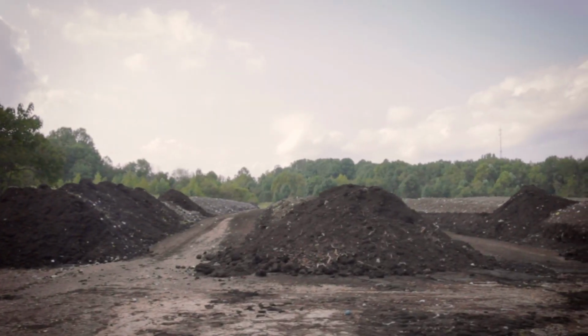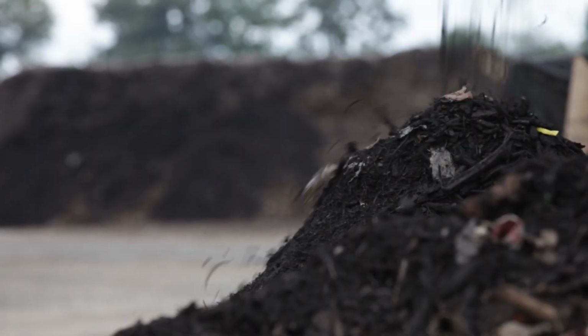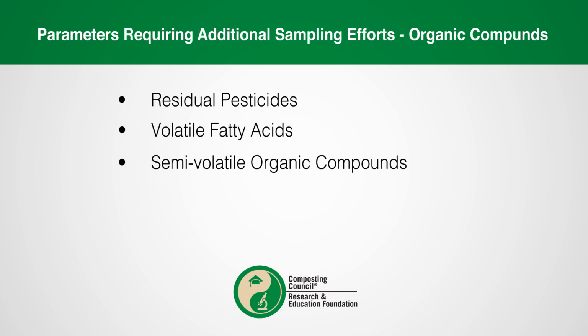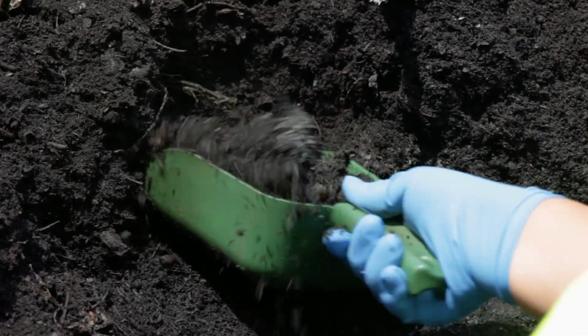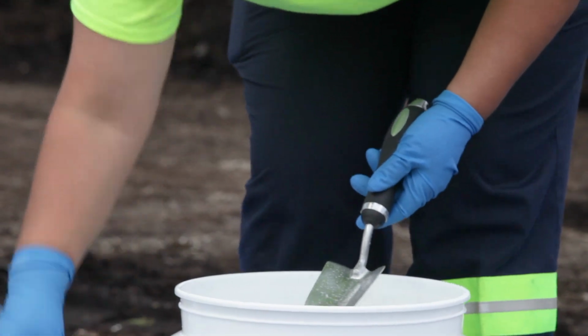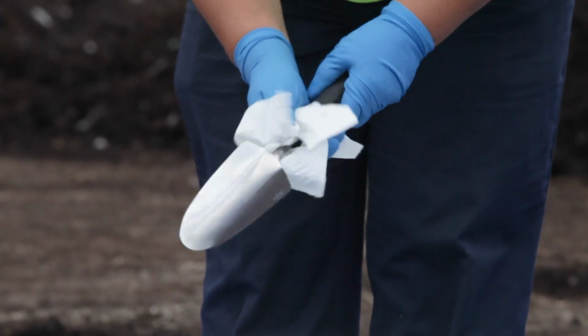In some cases, the analysis of organic compounds may be required for your compost. Analysis of organic compounds can include residual pesticides, volatile fatty acids, semi-volatile organic compounds, and other organic compounds present in very low concentrations in compost. The same subsampling procedures outlined in video 1 should be followed by obtaining a composite sample. However, in the case of organic compounds, sanitized stainless steel equipment should always be used to collect the sample. Plastics have the potential to add additional organic compounds to the sample that may skew results.